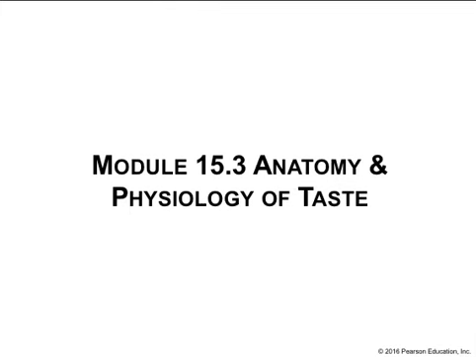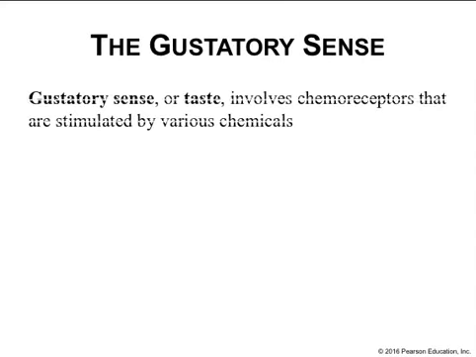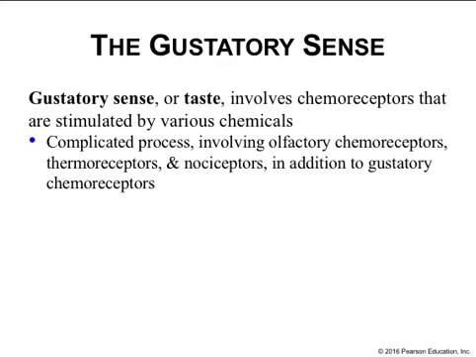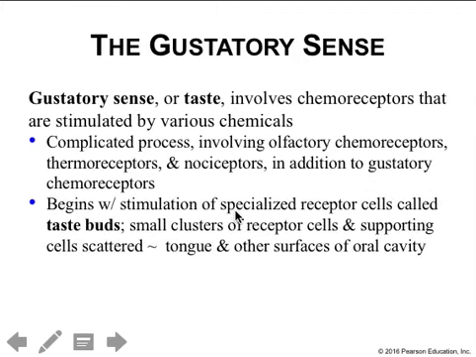Okay, next special sense we want to touch on is taste. The gustatory sense involves chemoreceptors stimulated by chemicals. It's a complicated process involving olfactory chemoreceptors, thermoreceptors, and nociceptors, in addition to gustatory chemoreceptors. Now, for those of you who don't remember, olfactory chemoreceptors are going to provide our sense of smell. Thermoreceptors respond to temperature, nociceptors to pain, and gustatory chemoreceptors to taste.